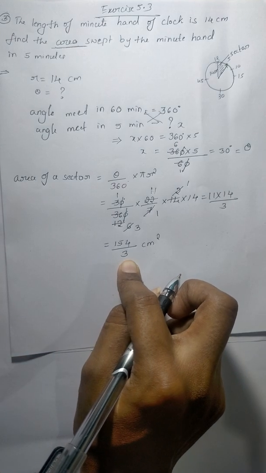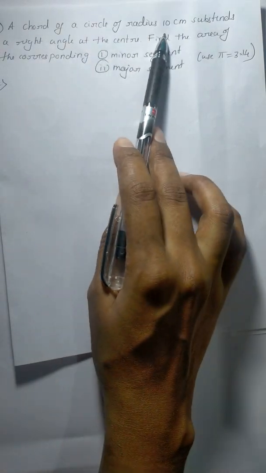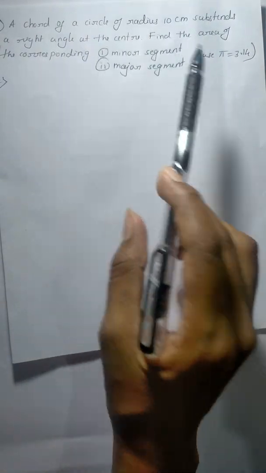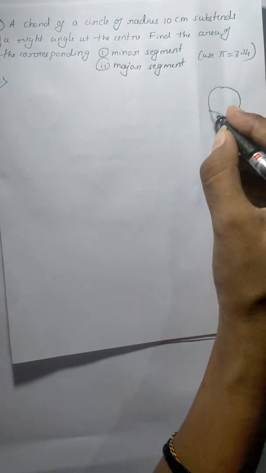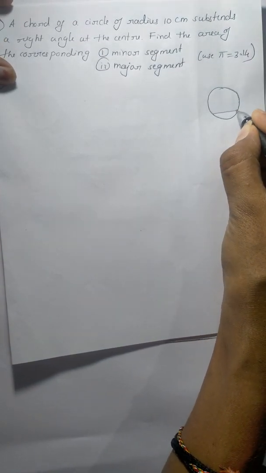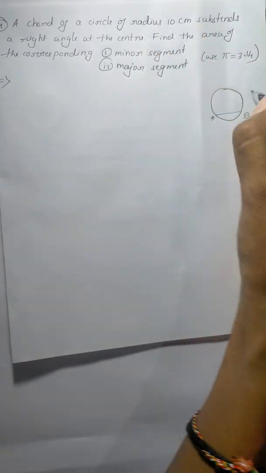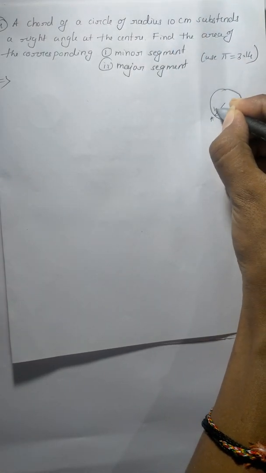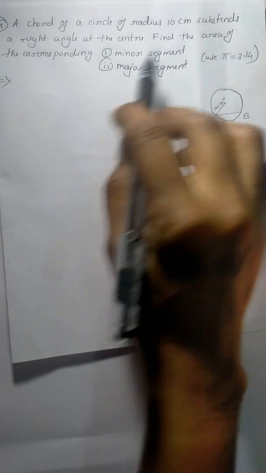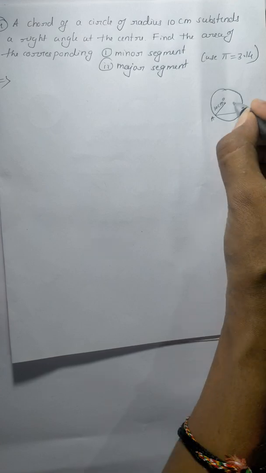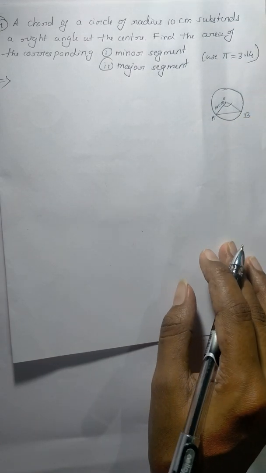Next question. See, in the next question what they have given: a chord of a circle of radius 10 cm subtends a right angle at the center. So that means in a circle they have given a chord. Name it A and B. The radius from the center O is 10 centimeters, and it subtends a right angle at the center. So at the center it is forming a right angle, that means 90 degrees.